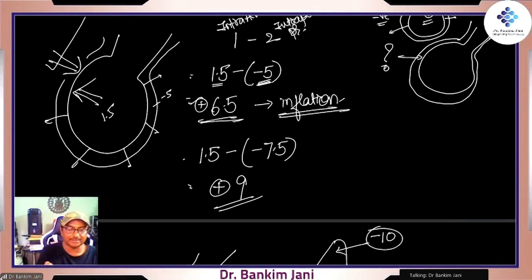This is plus, so there will be inflation. It will dilate. When it is 1.5 minus (minus 7.5), that is also plus. So that's why it will never allow the alveoli to collapse. Right? It will just hold it. There is increase and decrease in pressure, but it is not becoming zero, so it won't allow the alveoli to collapse. The simplest example for all those doubts which were asked about the transmural pressure, etc.